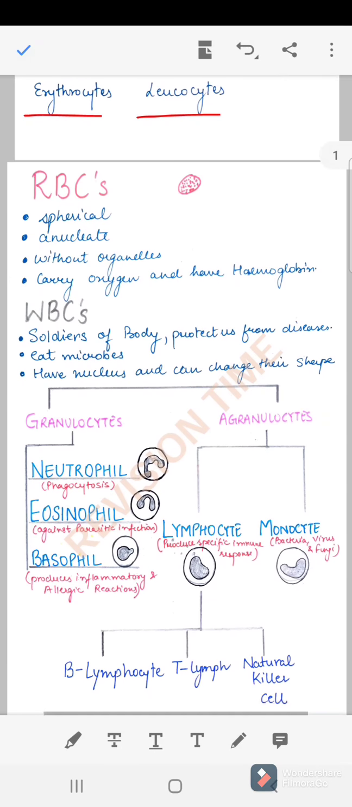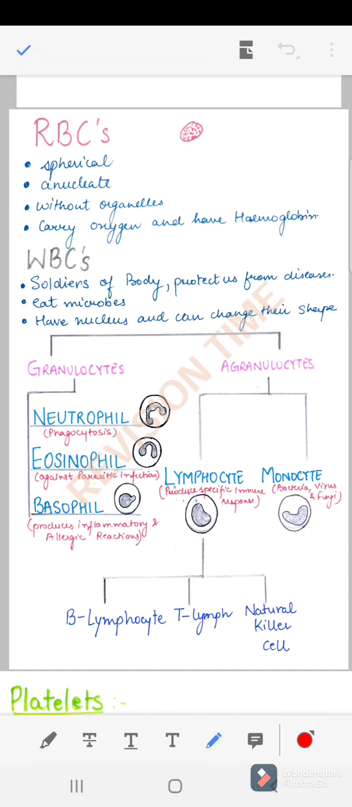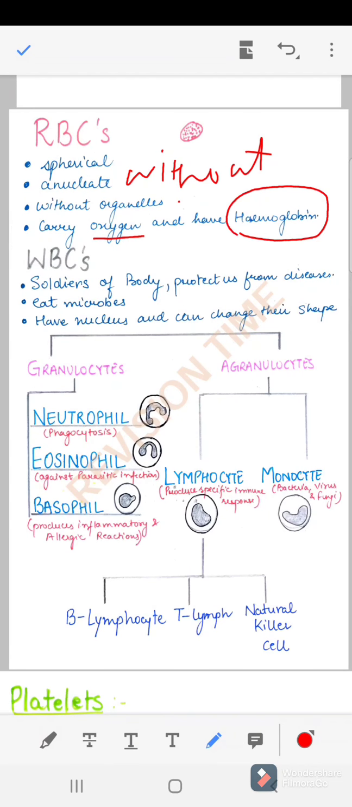So RBCs are spherical in form and they are anucleate. Anucleate means without nucleus. Also, these are without organelles and the function is to carry oxygen, and for this purpose they have the respiratory pigment known as hemoglobin. WBCs are the leukocytes and they are the soldiers of our body because they protect us from diseases, and they have nucleus and they can change their shape.